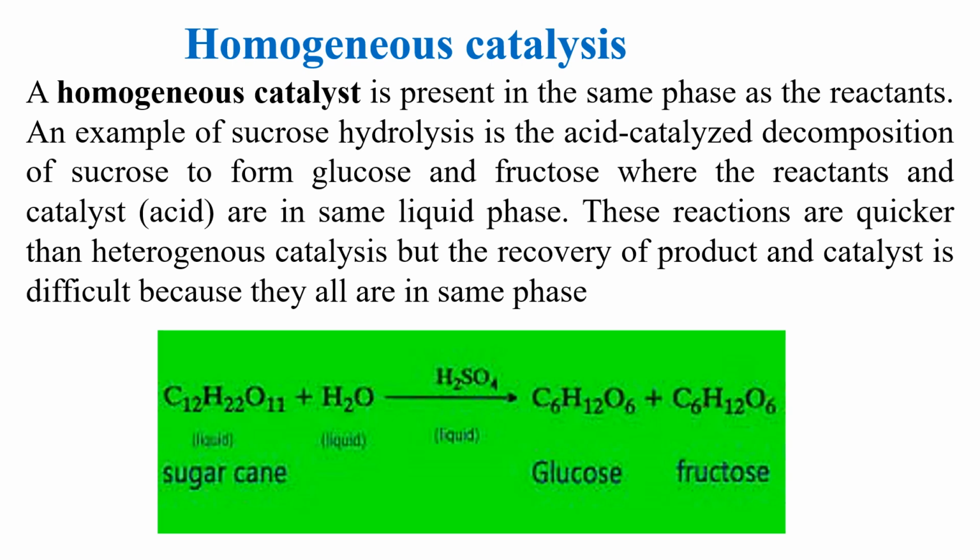Homogeneous catalysis. In homogeneous catalysis, catalysts and reactants exist in the same physical phase. For example, here is the reaction of sucrose and water, which is called hydrolysis of sucrose. Sucrose, which is obtained from sugarcane, is in liquid form, and water naturally exists in liquid form, and sulfuric acid, which acts as a catalyst, is also in liquid form. So the reactants and catalyst all exist in the same physical form. This catalysis results in the formation of glucose and fructose, and this is called homogeneous catalysis.